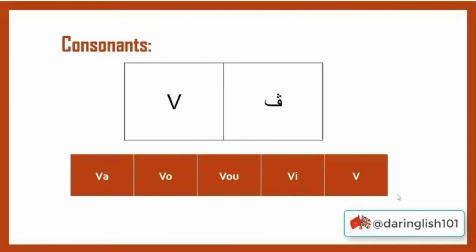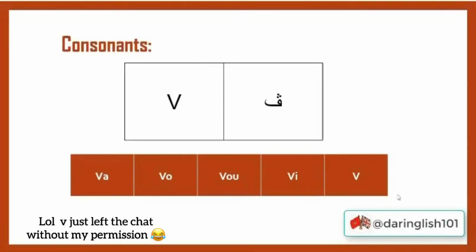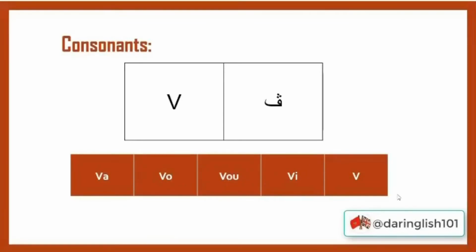There's also no V in the Arabic language, but in Darija we use it sometimes to say words that are borrowed from other languages. So, va, vo, vous. Where did it go? Vous, vi, v.